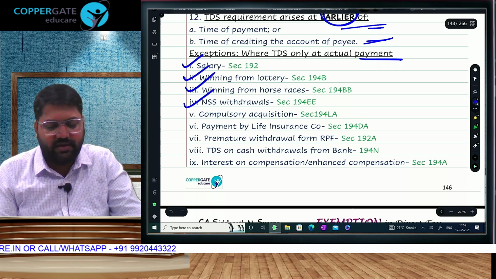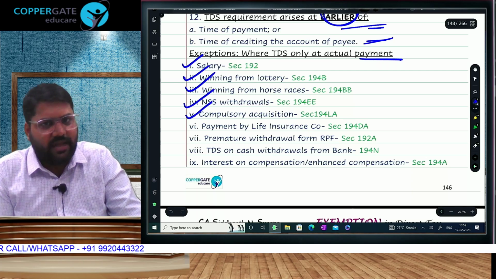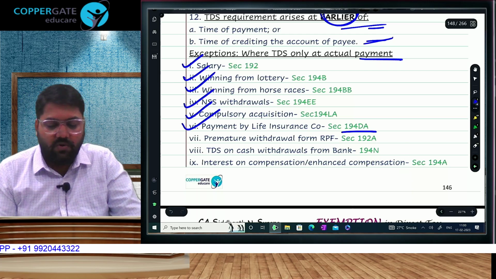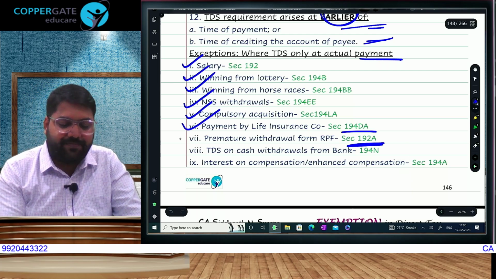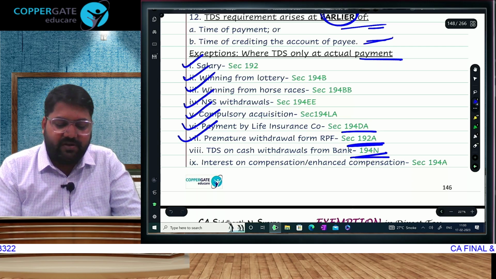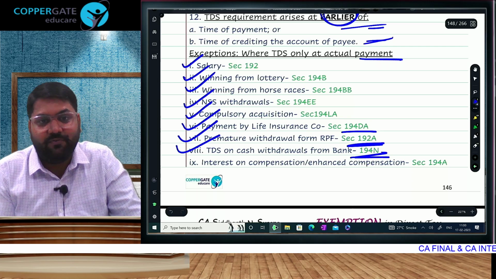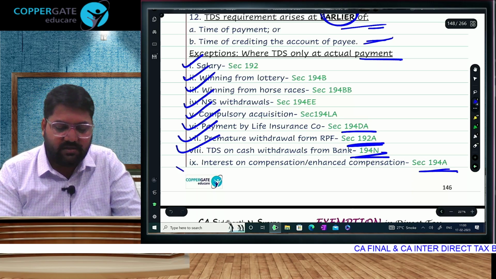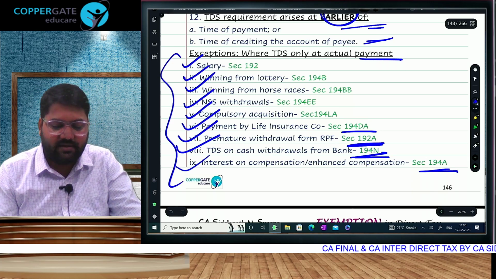Withdrawal from NSS only at the time of payment. Compulsory acquisition, capital gain is also taxable only at the time of payment. Payment by life insurance company only at the time of payment. Withdrawal from RPF only at the time of payment. Cash withdrawals from bank account, obviously only when you withdraw TDS will get attracted, and interest on compensation and enhanced compensation. TDS in these 9 cases will come only at the time of payment.